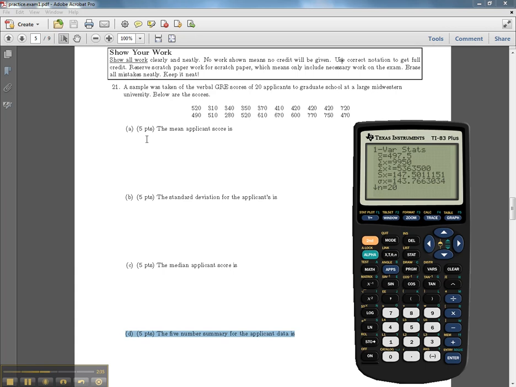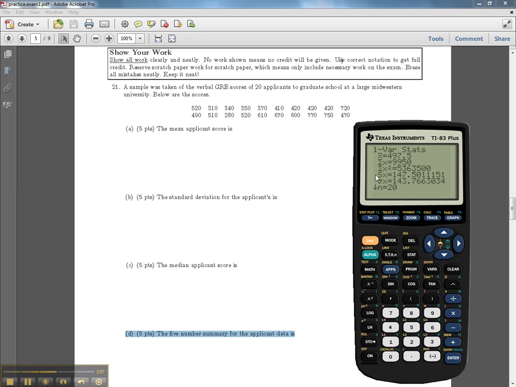So for letter A, you just need to put x bar is equal to 497.5. And then you probably are asking it because it's not indicating how much you're supposed to round off. Well, a good rule of thumb is to round off by 2 decimal places. If you want to be safe, just put all of it in. Anyway, x bar is 497.5.